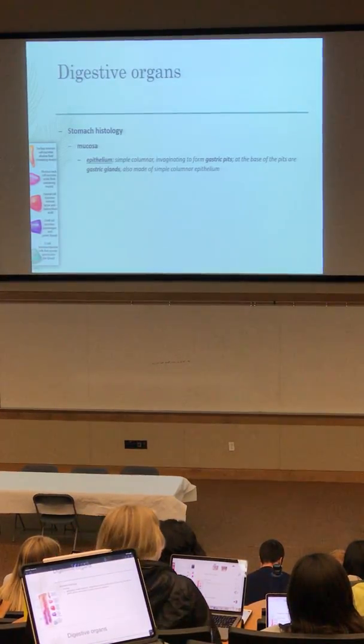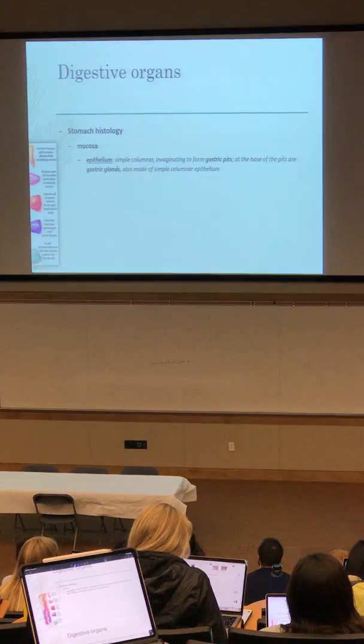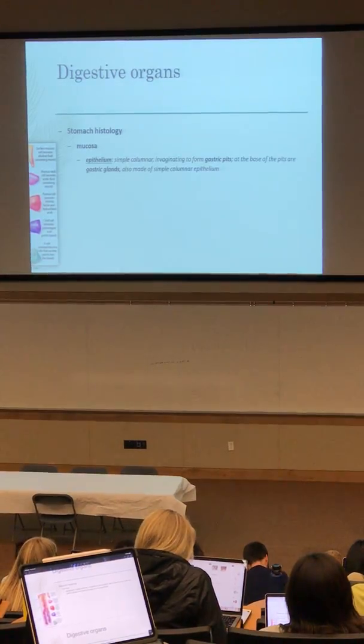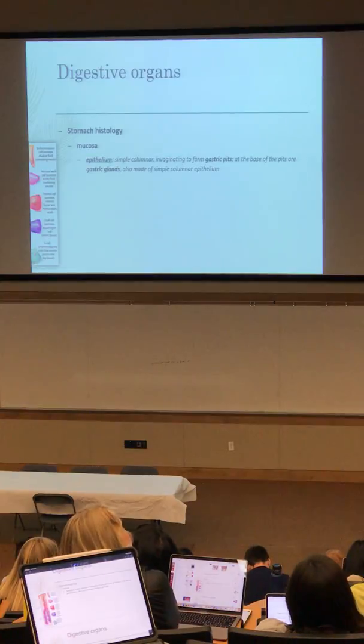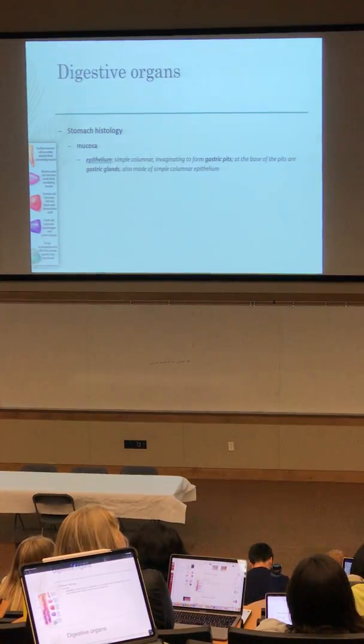So if you look at this diagram, you'll see that the upper half of this is the pit, and the lower part is the gland. It's sort of like, remember when we learned about the sweat glands in the skin? The beginning of the sweat gland was where the secretory cells were, and then the upper part was just where the ducts are. So here the pit would be sort of equivalent to a duct.